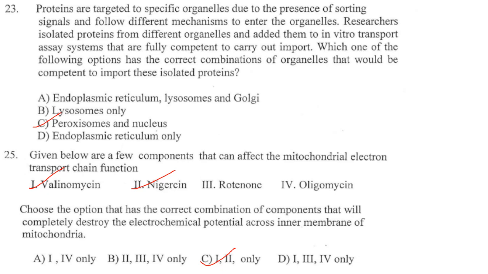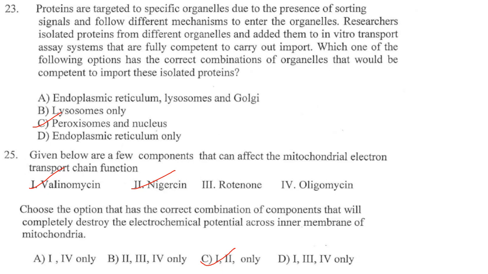Proteins are targeted to specific organelles due to the presence of sorting signals, and follow different mechanisms to enter organelles. Of course, they have their own localization signals. Researchers isolated proteins from different organelles and added them to in vitro transport assay systems that are fully competent to carry out import. Which one of the following options has the correct combination of organelles that would be competent to import the isolated proteins? So they have asked for import of isolated proteins. So it is peroxisomes and nucleus. Answer is option C.